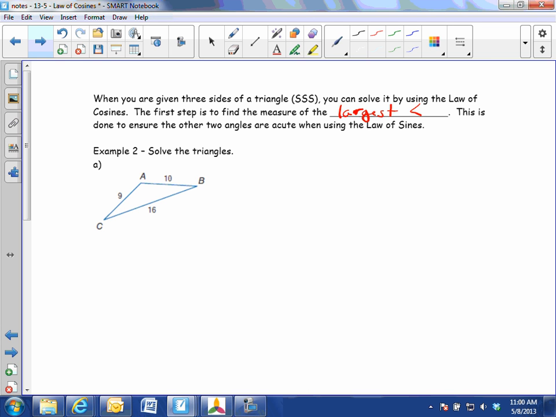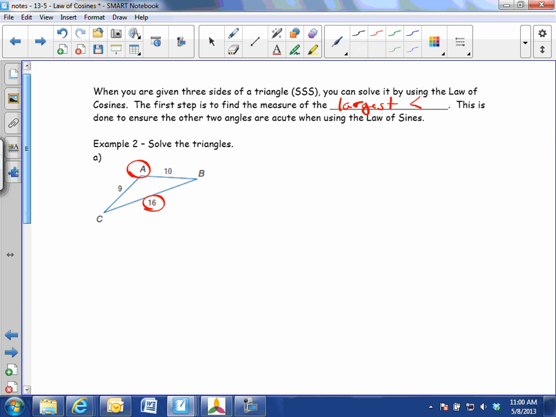Okay? Largest angle first. So I know the largest angle is always going to be across from the largest side. Since they're just giving me side, side, side here, which one is the biggest side? 16. So you have to solve for angle A first. Don't solve for B and C, because otherwise everything's going to get messed up. You have to solve for the biggest one first. Since I'm looking for angle A, I'm going to start with a squared. So I'll have a squared, 16 squared, equals the other two sides squared, minus 2 times those two sides, times the cosine of the angle A.